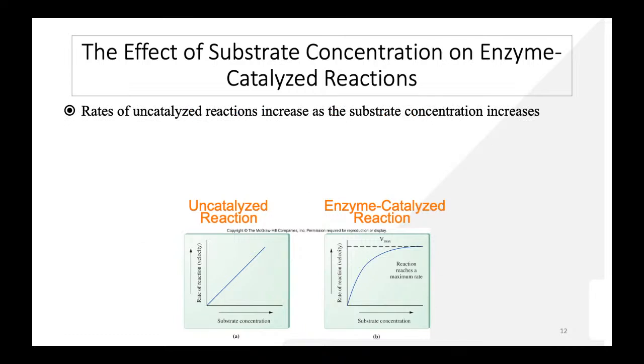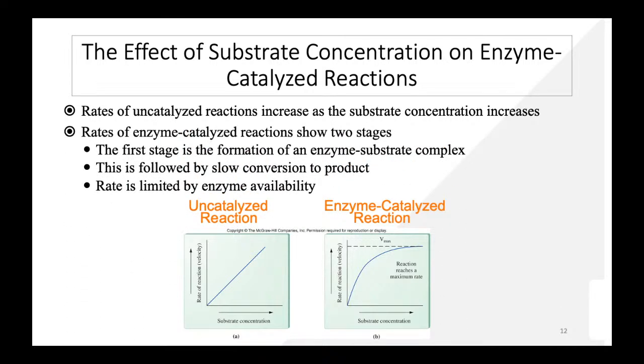So the rate of uncatalyzed reactions increases as the substrate concentration increases. So both are proportional to each other. Then enzyme catalyzed reactions show two stages. First, as we know, the enzyme substrate complex, then slow conversion to product, and this reaction is limited by enzyme availability. So these three things are being taken care of in this graph. That is, first the enzyme substrate complex is made, then it's slowly converting to product, and then it's also limited by the enzyme availability.